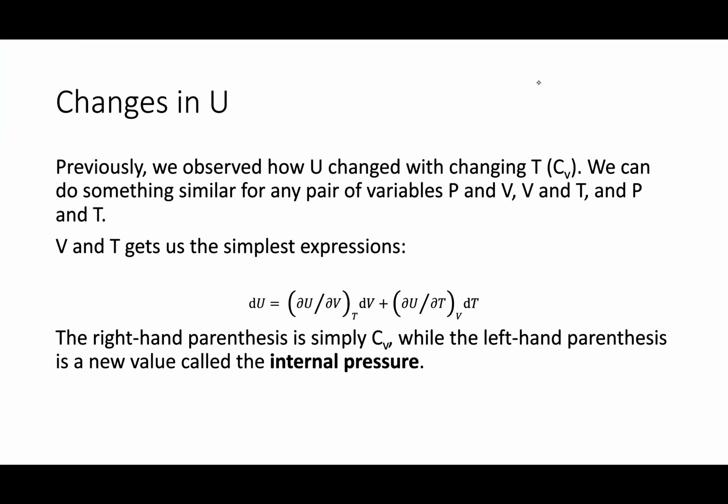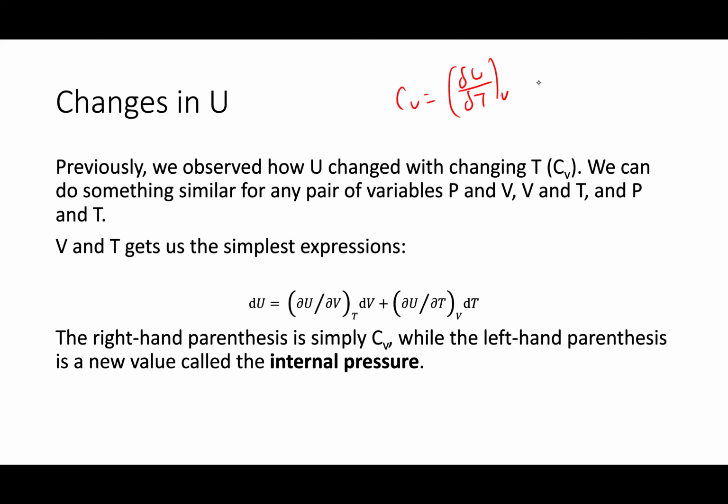So previously we talked about how U changes with changing temperature, right? We talked about our CV, which was our dU over dT at constant volume. We can do something similar for any pair of variables like P and V, or V and T, or P and T. We can look at the change in internal energy with regard to two different variables changing and one staying the same. If we start with V and T, this is going to get us the simplest expressions. Again, this is not that simple, but it's the simplest expressions.